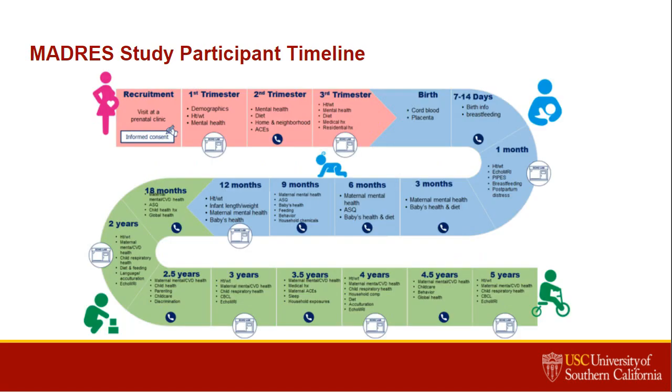This is our Candyland style map, which is really just meant to give you an idea of all of the touch points we have with our participants, starting in the pregnancy period, shown here in pink, through the first year of life, in blue, and finally from years 2 to 5 in green.